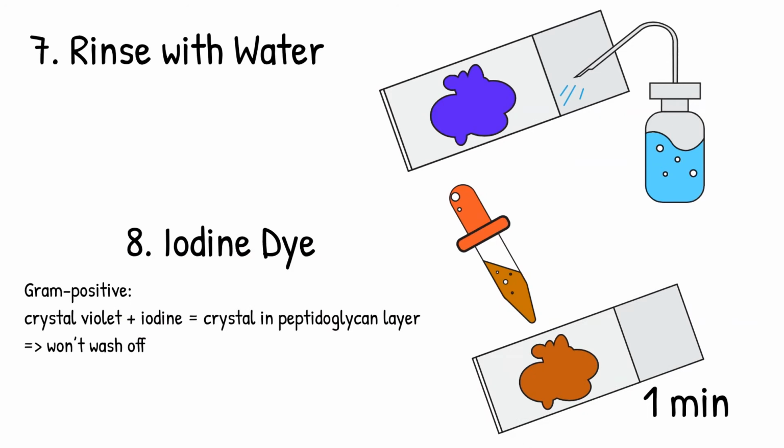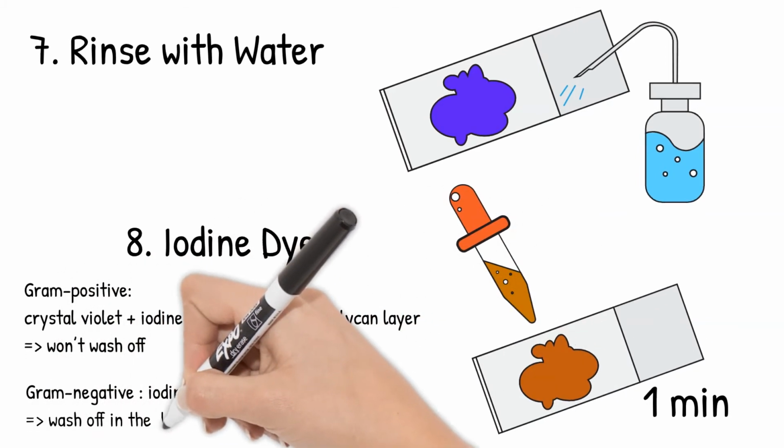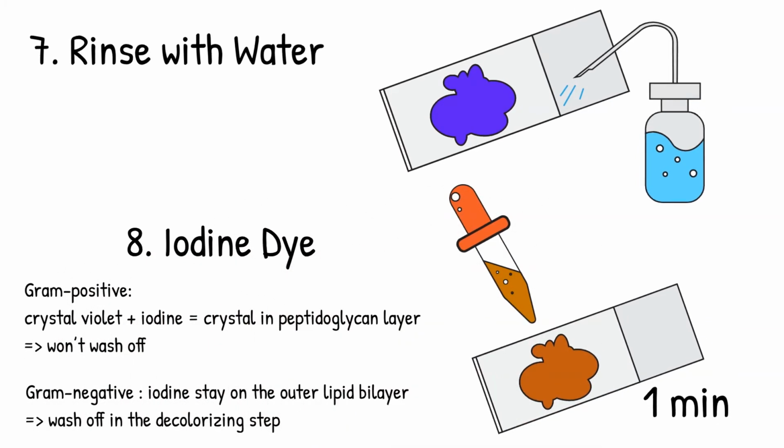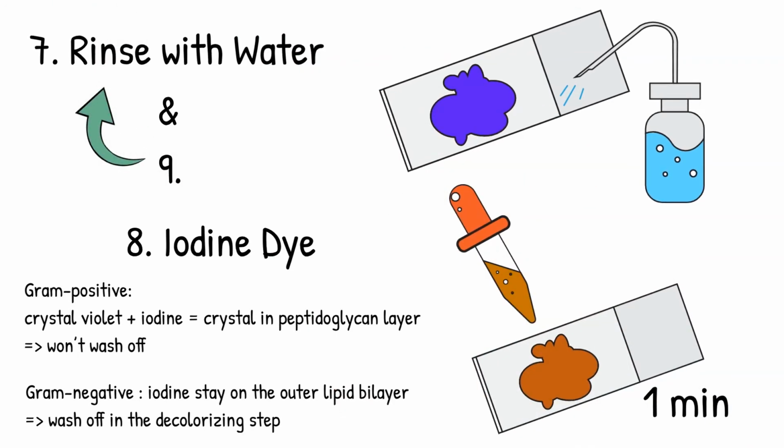For gram-positive, crystal violet plus iodide will form crystal in the peptidoglycan layer and it won't wash away. In gram-negative, the iodide stays on the outer lipid bilayer, so it washes off in the decolorizing step. Step 9. You guessed it, rinse with water.